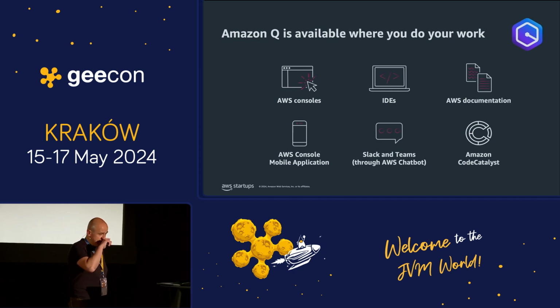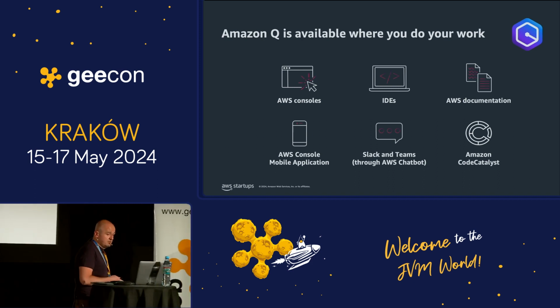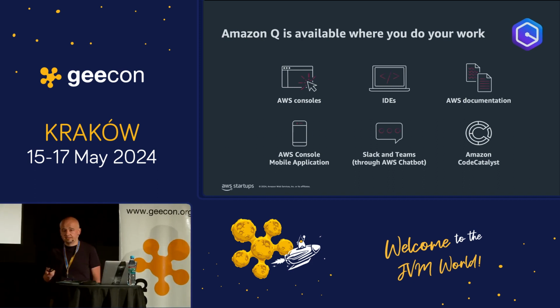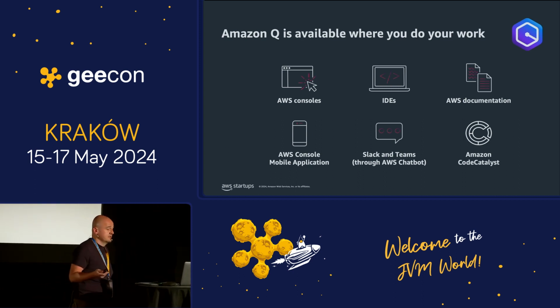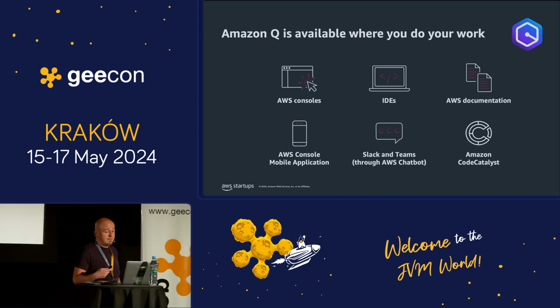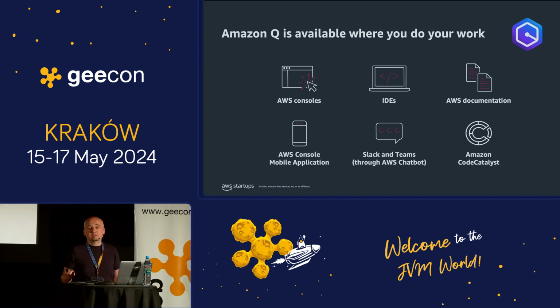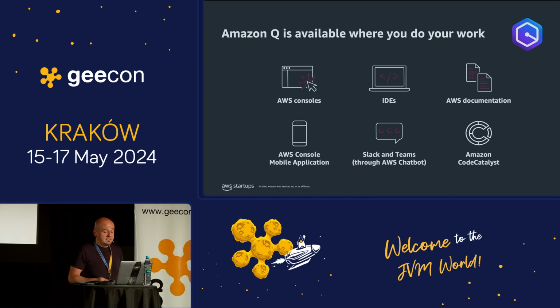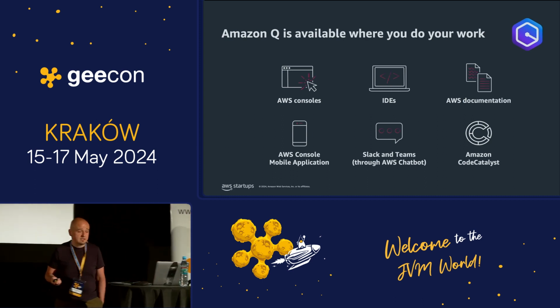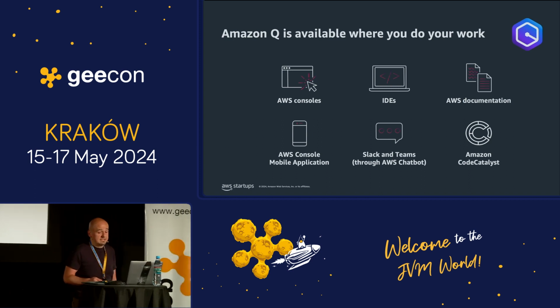So when is the Q icon in the top right present? Well, it is present in IDEs, but also in the AWS console. So when you are in the documentation, when you're browsing docs for AWS, you can actually ask questions about the docs there, or how do I implement it? And it knows Java. It's one of the languages that are supported. It's obviously available in the mobile application for the AWS console. It can be integrated easily. It's already done with Slack and Teams.